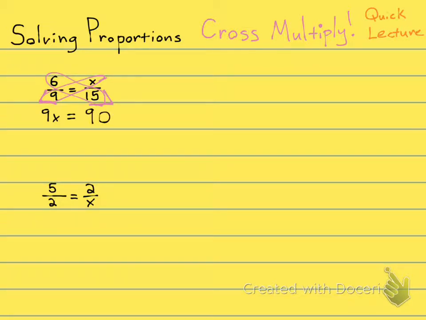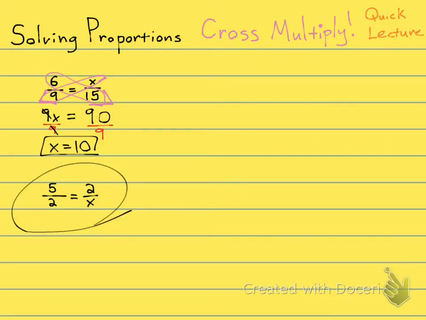Once you cross multiply, we have gotten rid of our fractions, and now we just have a linear equation that we can solve. If I want to get the grumpy old x by itself, I'm going to divide both sides by 9. And you will see that x equals 10.